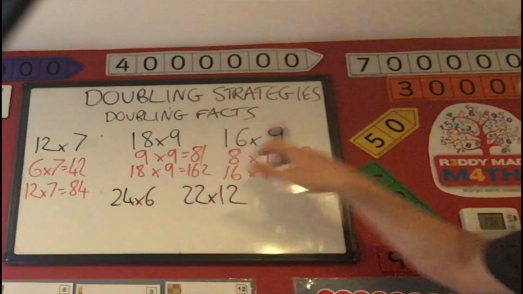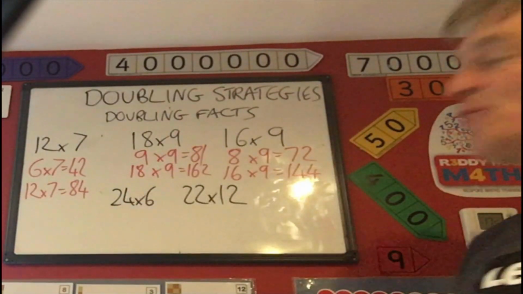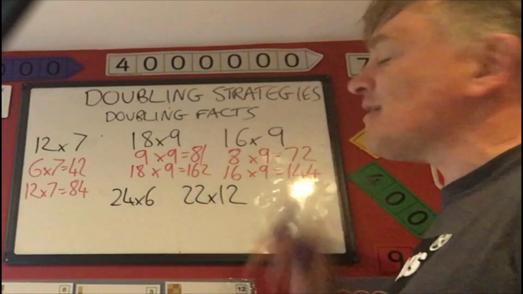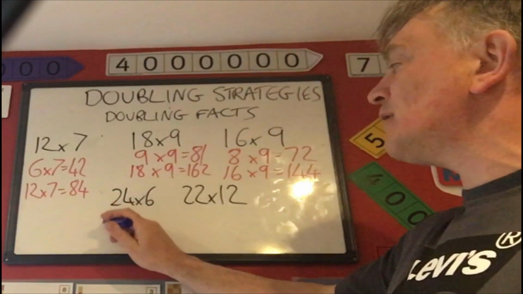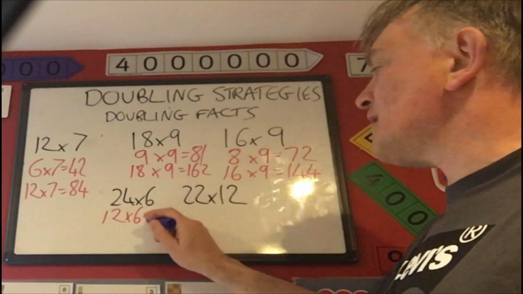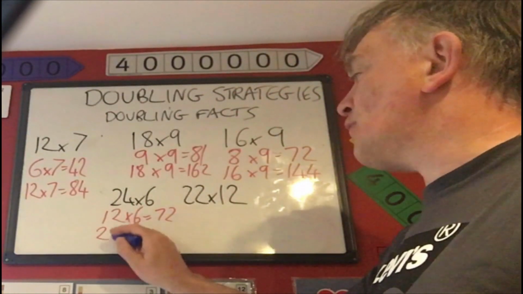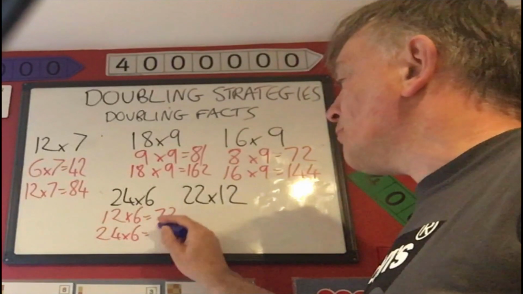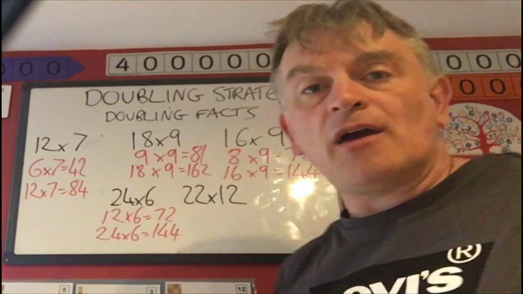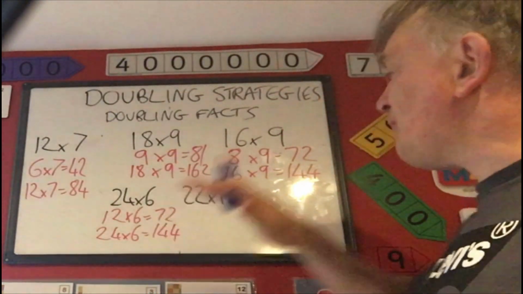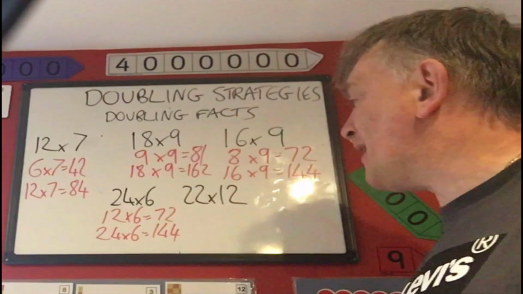This one actually will give us the same answer as the previous one. Rather than doing the 8 times 9 is 72, we're now halving the 24. We know that 12 times 6 equals 72, and therefore 24 times 6 must be 144.